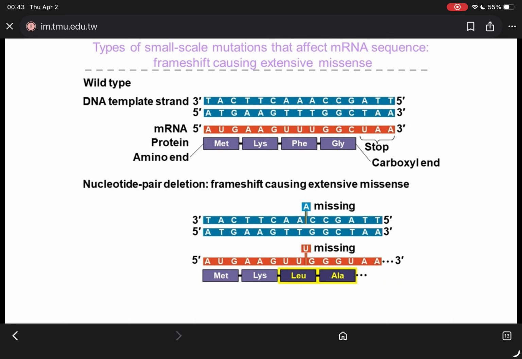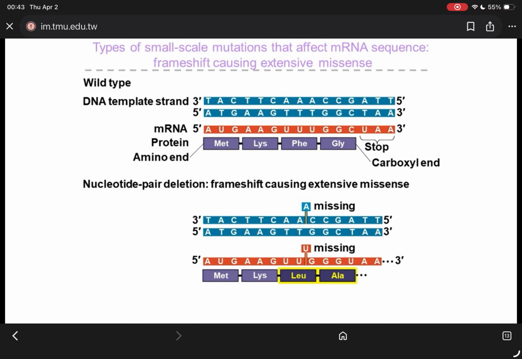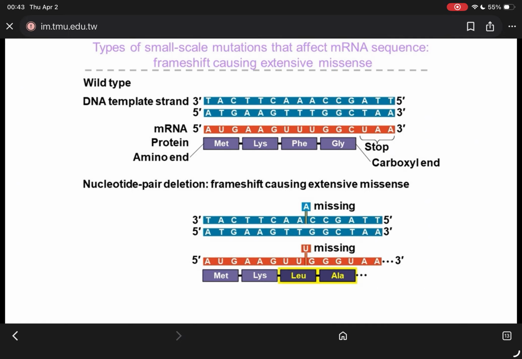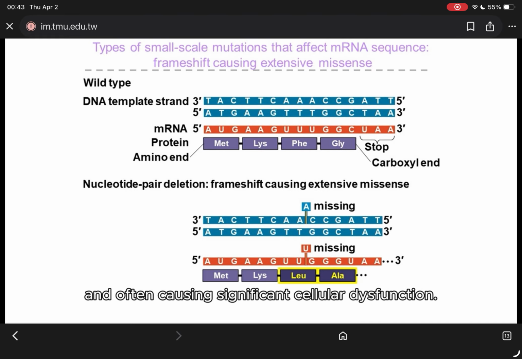To summarize, a frame shift mutation causing extensive missense shifts the reading frame so that every downstream codon is altered. The resulting protein sequence is thoroughly corrupted, leading to severe damage to protein structure and function, and often causing significant cellular dysfunction.